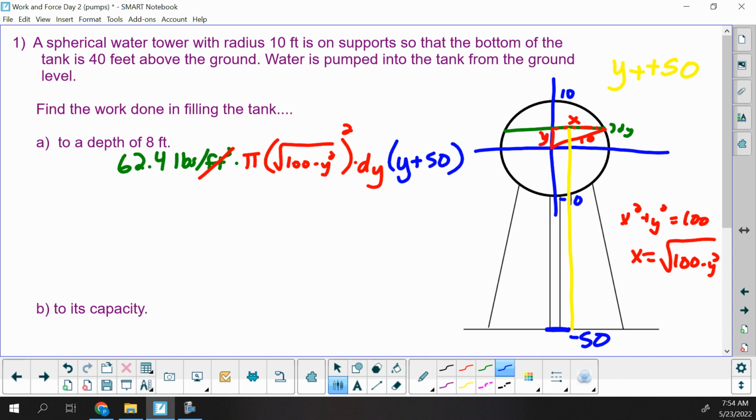So this is what's going to go in our integral. Any constants can go out front. So we'll put the 62.4 pi out front. When we square the square root, we're just going to have 100 minus y squared now. We'll have the y plus 50, and we'll have the dy on the end.